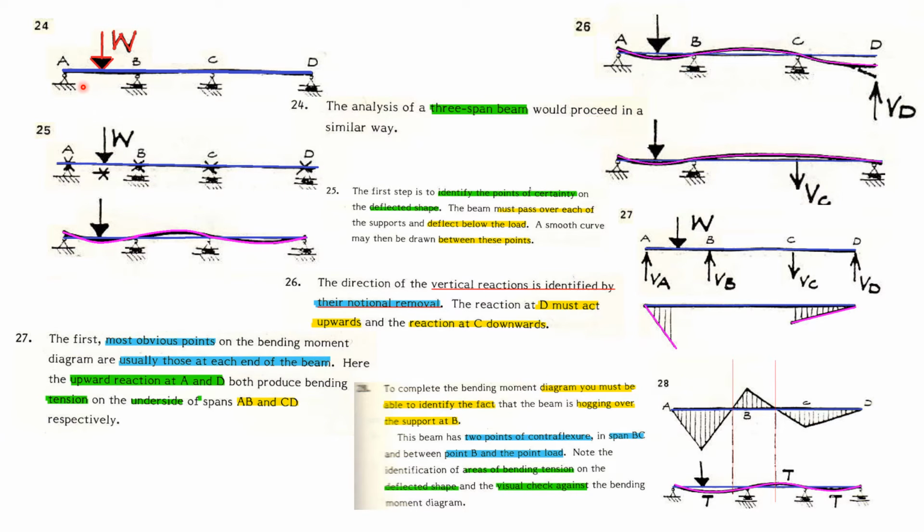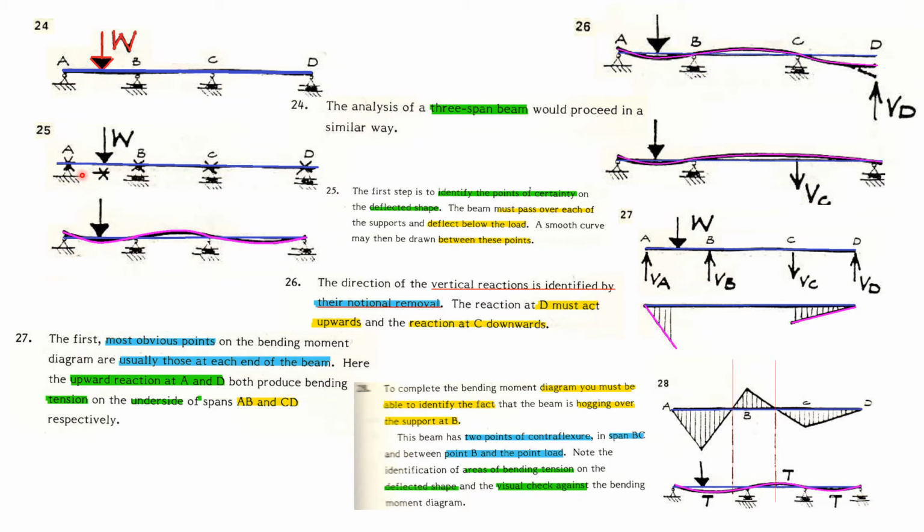Here, the analysis of a 3-span beam would proceed in a similar way. The first step is to identify the points of certainty on the deflected shape. We have to identify the points of certainty. This point has 0 deflection, 0 deflection, 0 deflection, 0 deflection. This point would move downward. These are the points of certainty on the deflected shape.